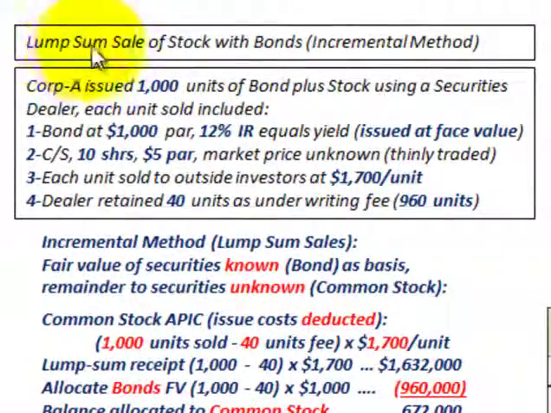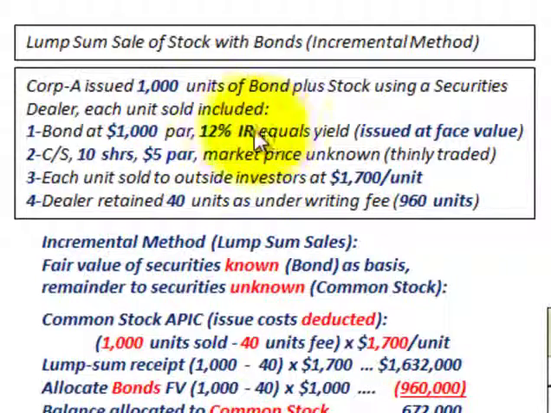What we're going to be looking at here is a lump sum sale of a stock with a bond, and we're going to have to use the incremental method to account for this lump sum sale. For example, Corporation A has issued 1,000 units of a bond plus stock using a securities dealer to sell these units, and each unit sold includes 1 bond at $1,000 par value.